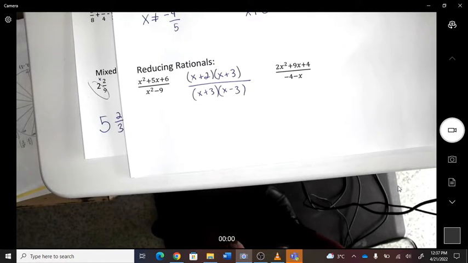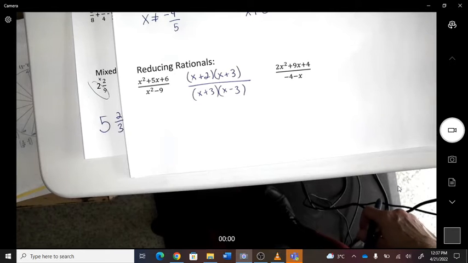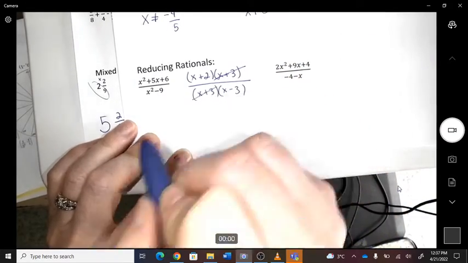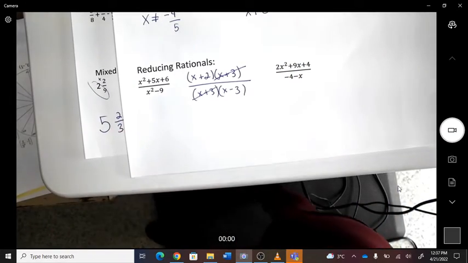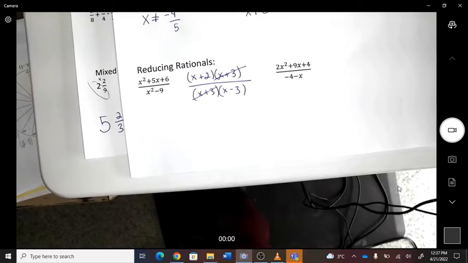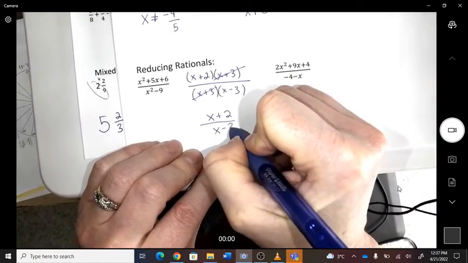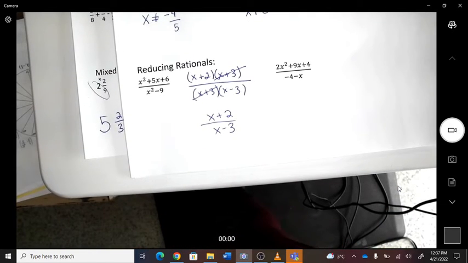Okay, now here's the thing about what reducing is. Do you see any multipliers on the top and bottom that are the same? I see an x plus 3 and an x plus 3. So they can cancel. And then that's my final answer.